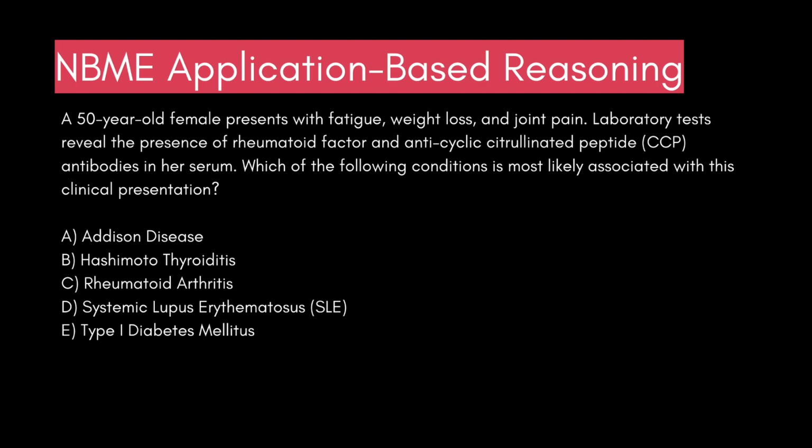We have a 50-year-old female who presents with fatigue, weight loss, and joint pain. Laboratory tests revealed the presence of rheumatoid factor and anti-cyclic citrullinated peptide, CCP, antibodies in her serum. Which of the following conditions is most likely associated with this clinical presentation?